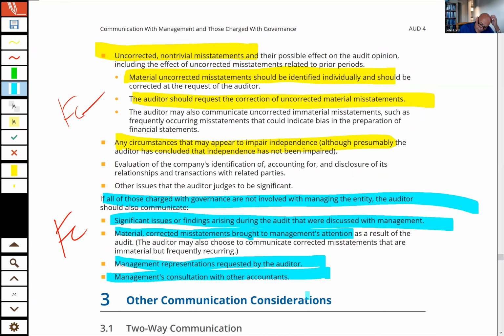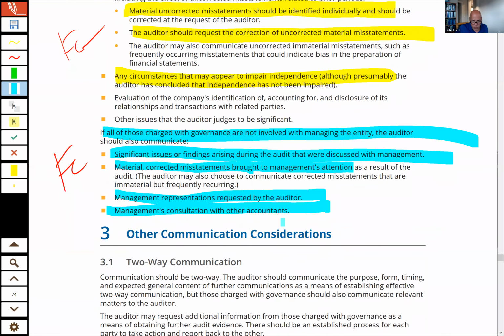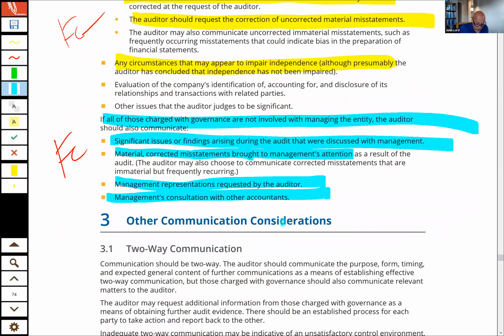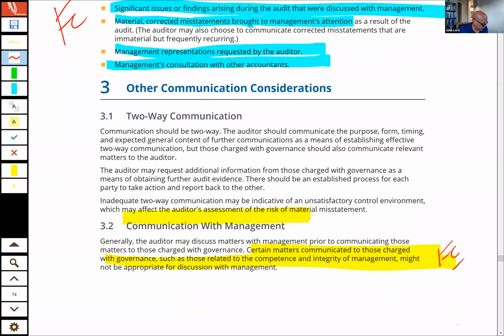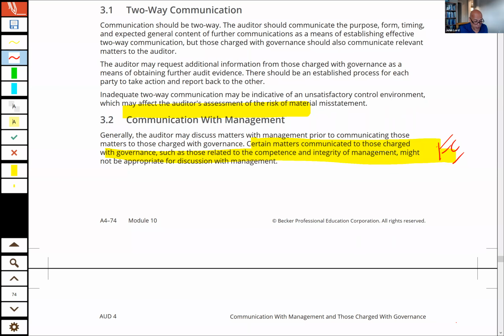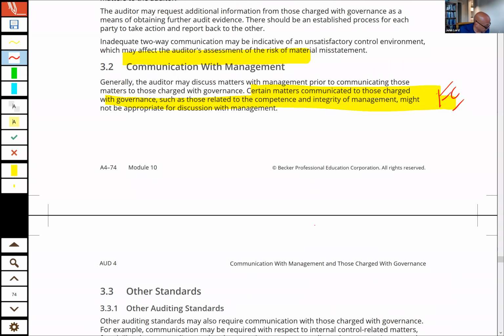So if there are things that management would be aware of that the board of directors would not, then you have to make sure they know of those things. Now, everything goes up, not everything comes down. Certain matters communicated to those charged with governance may not be something that is for management's consumption, such as issues related to their integrity, their competency, etc. You will share that with those charged with governance, but you may not want to share that with management.